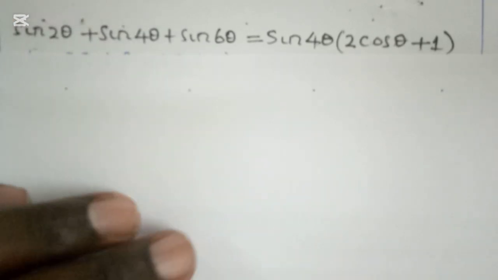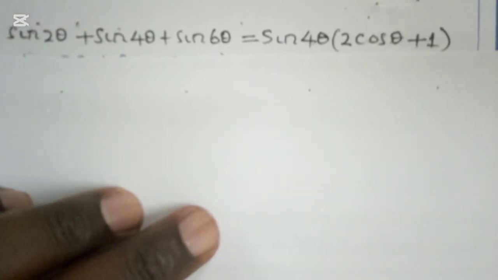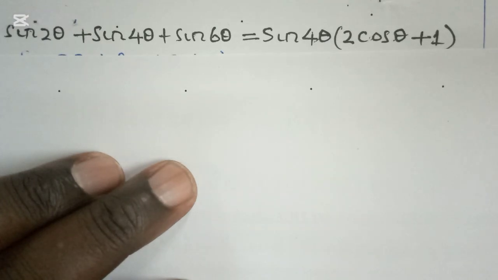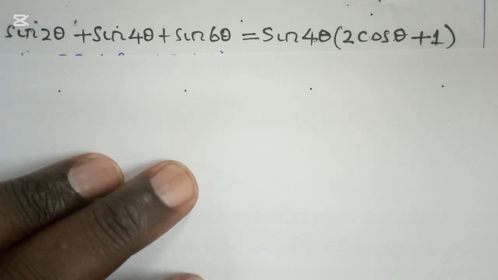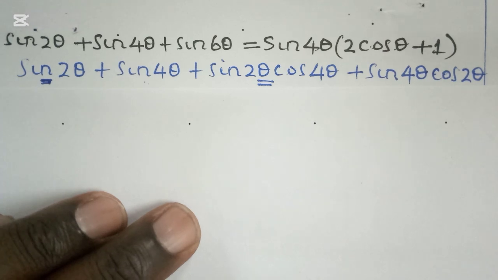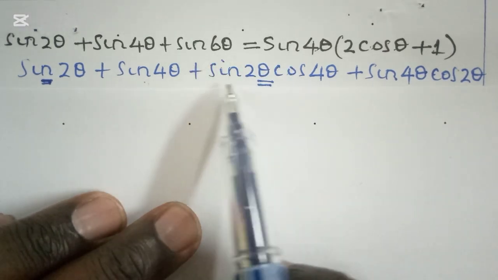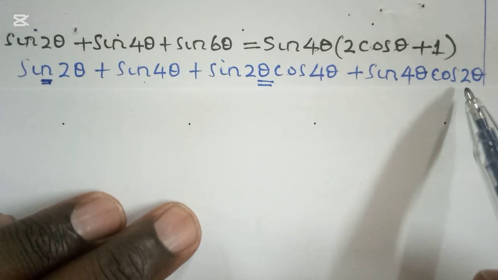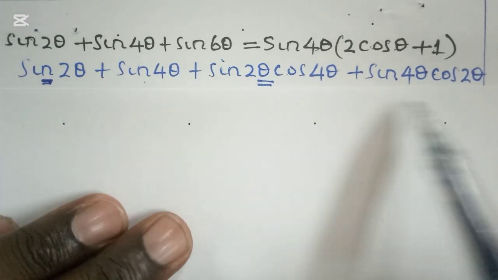So what we are going to do is replace sin 6 theta. Sin 6 theta is the same as sin of 2 theta plus 4 theta. And so guys, we expand that. When we expand that, this is what we are going to have. Instead of sin 6 theta, we shall have sin 2 theta cos 4 theta plus sin 4 theta cos 2 theta. So all that, guys, we are proving is the same as that.